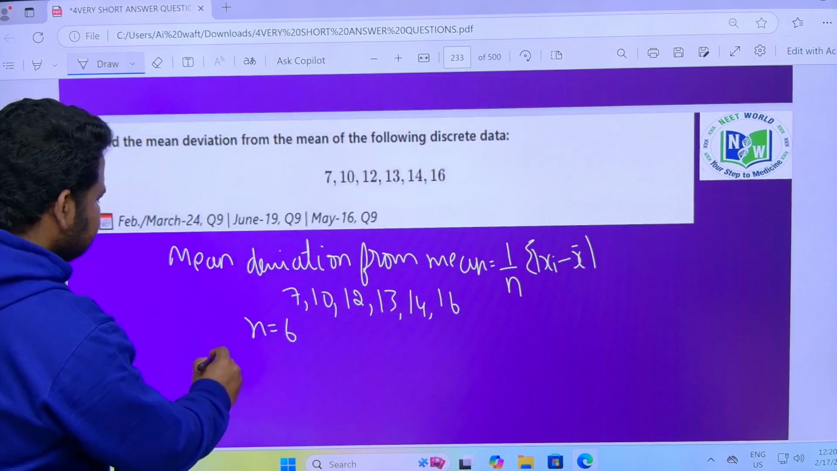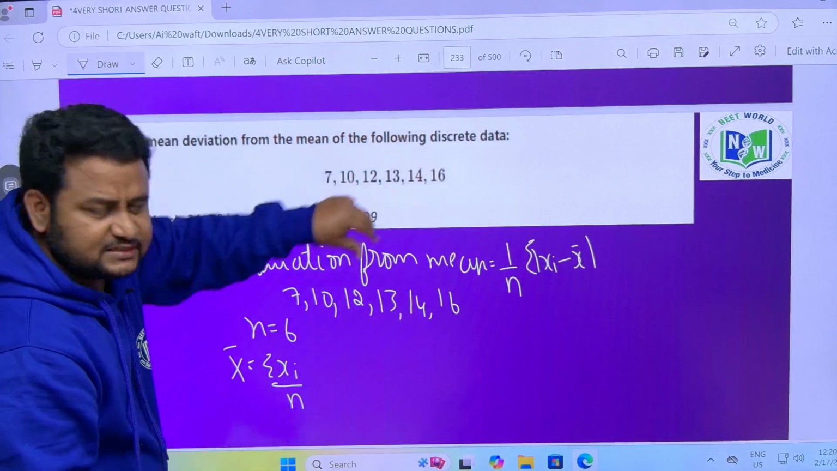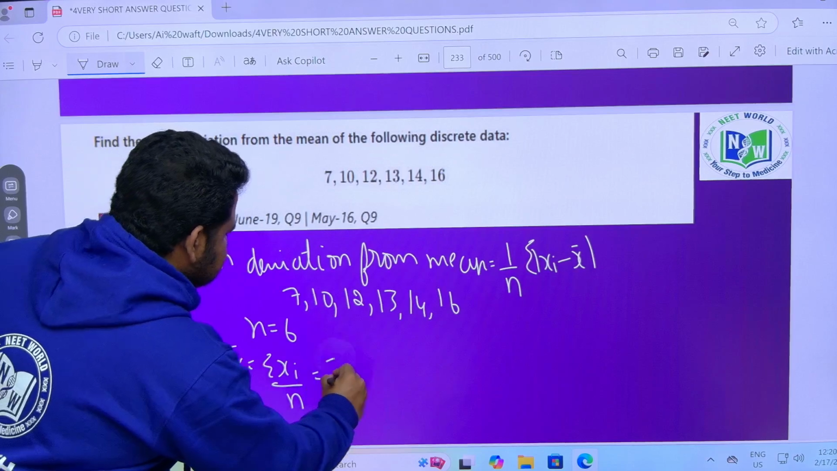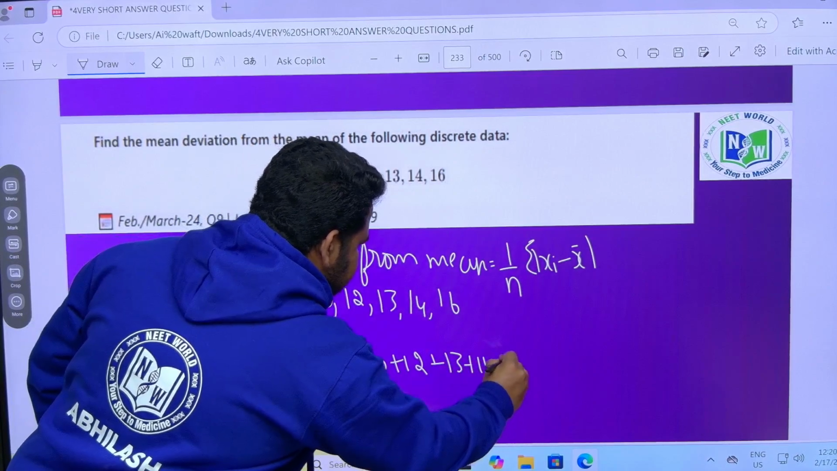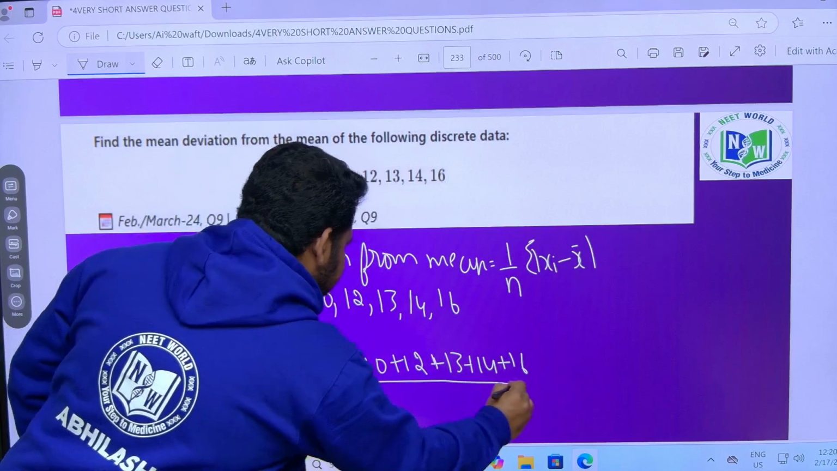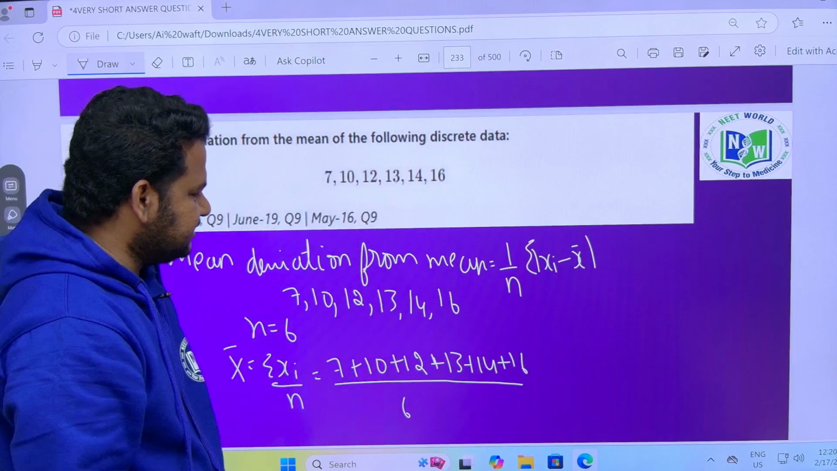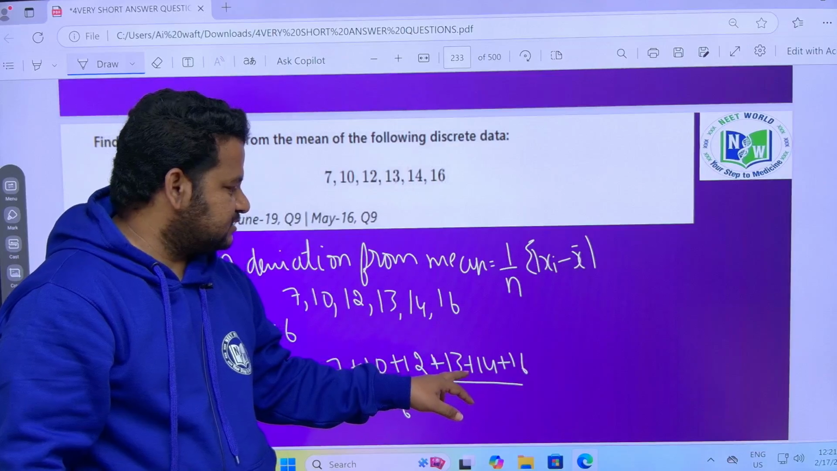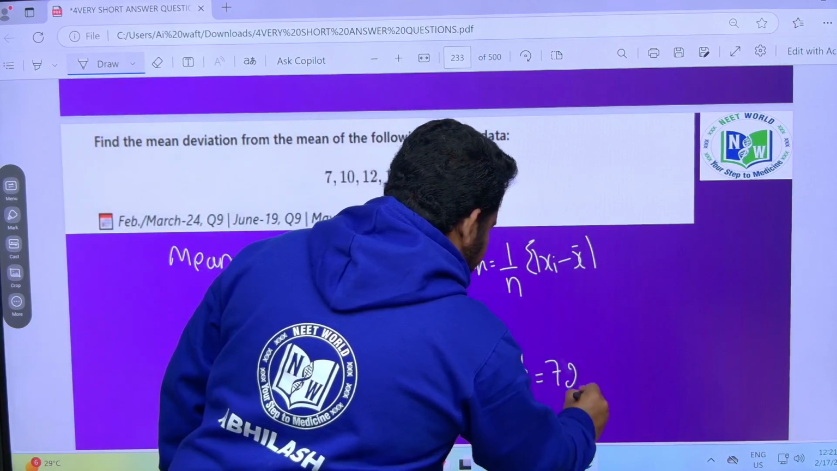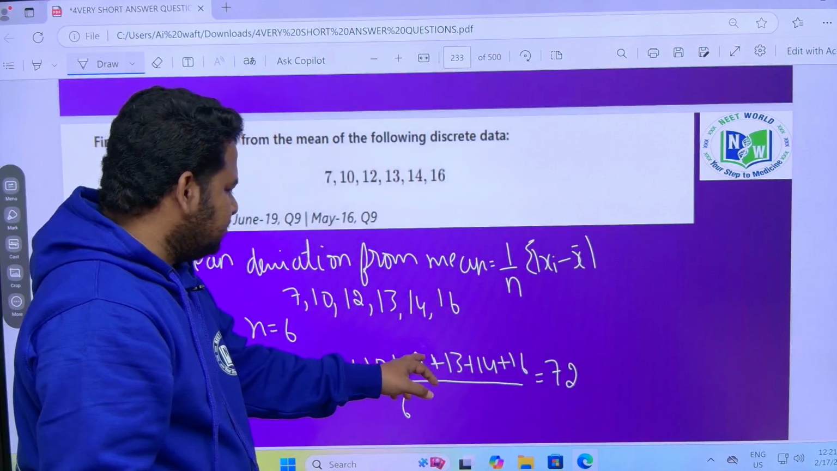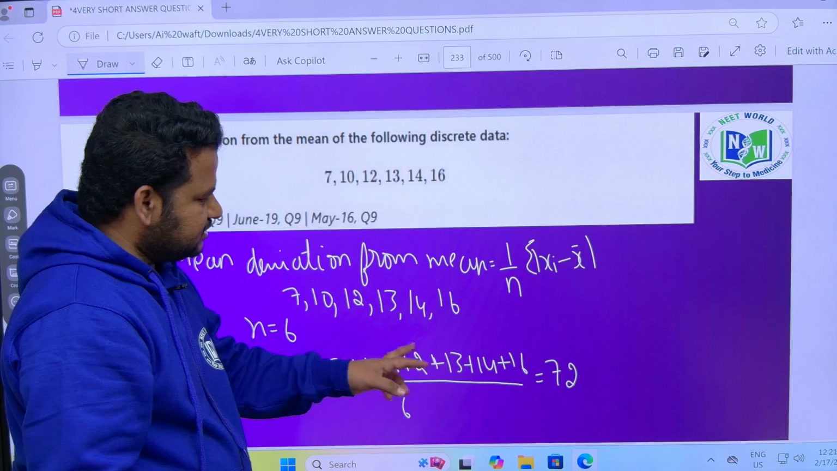So what is the arithmetic mean? Arithmetic mean is summation of xi divided by n, that is sum of all these divided by n. That is 7 plus 10 plus 12 plus 13 plus 14 plus 16 divided by n, which is 6. So 7 plus 10, 17. 17 plus 12 is 29. 29 plus 13 is 42. 42 plus 14 is 56. 56 plus 16 is 72.